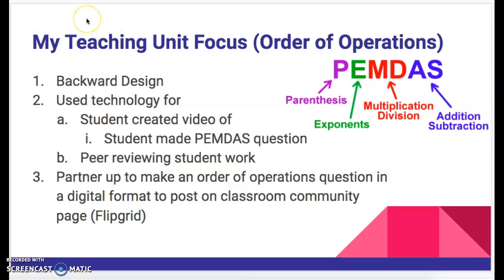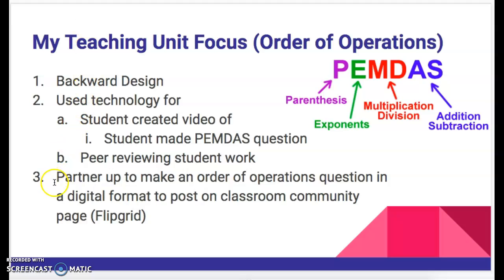So I'll just really briefly recap my teaching unit focus. It was on the order of operations and I went with backwards design. So I had students use technology and they created a video of a self-created PEMDAS question, a question that follows the order of operations: parentheses, exponents, multiplication, division, addition, subtraction. And they had to show all of their steps in a video format.